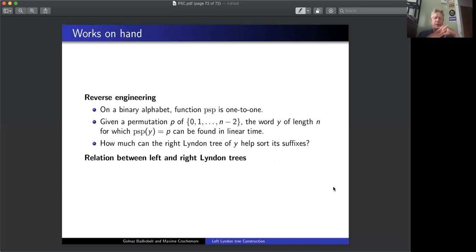And if you take bigger alphabets also? For bigger alphabets, we are not there yet. Okay. But if you have ideas, happy to discuss.